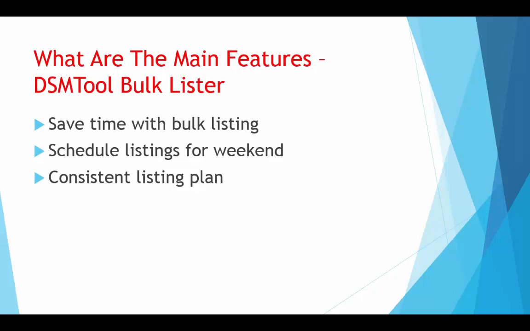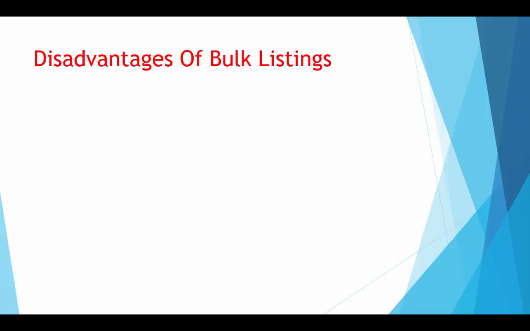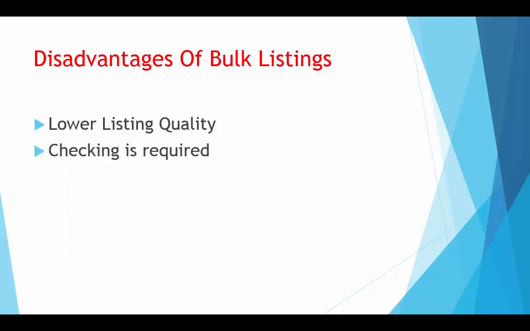So let's take a look at some of the disadvantages. Some of the disadvantages that you need to be aware of about listing include lower listing quality. What I mean by lower listing quality is that when you bulk list, you're unable to change the details, which includes the item specifics, which you need to log into your eBay account for. And you also need to check whether the listings that you decided to bulk list have completed successfully. So checking is always required.